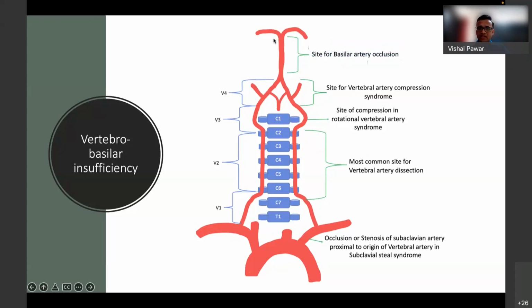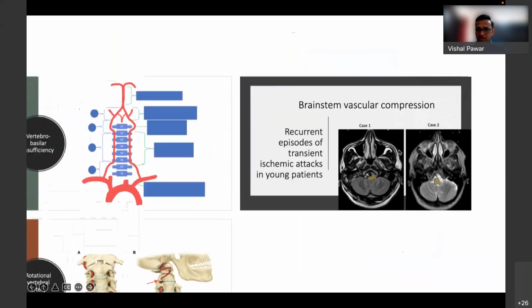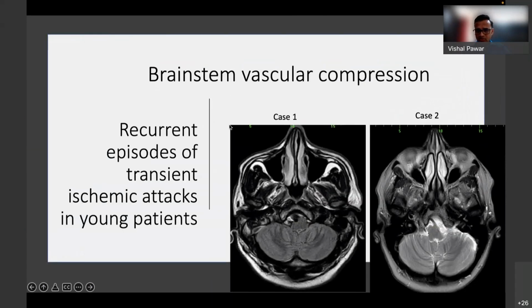And the site for basilar artery occlusion is the basilar artery proper. So coming one by one to the syndromes which I discussed, the brainstem vascular compression syndrome. What happens is, as you can see, the brainstem, the medulla oblongata, is distorted and displaced by the vertebral artery. We can clearly see the displacement of the medulla oblongata, and I have a series of around 20 patients suffering from this particular syndrome, out of which 8 patients are symptomatic.